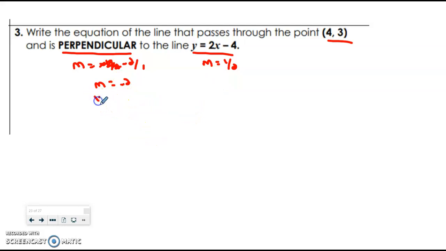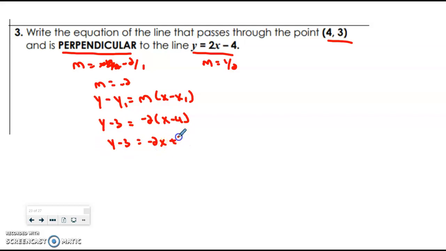Alright, so y minus y1 equals m times x minus x1. So we have a slope of negative 2, x minus 4, y minus 3, and then you got y minus 3 equals negative 2x plus 8, and then we just add 3 to both sides, and so you got y equals negative 2x plus 11. That'll be your equation in this case.